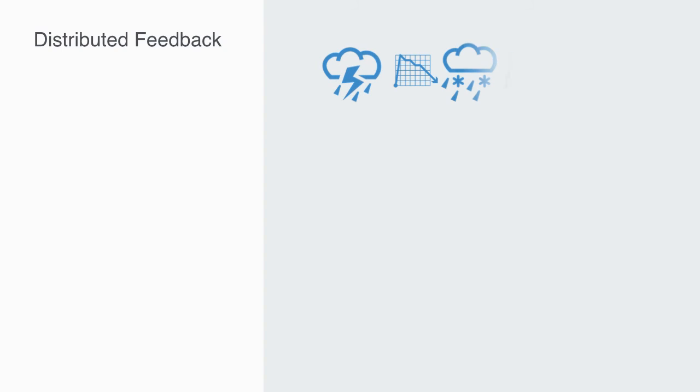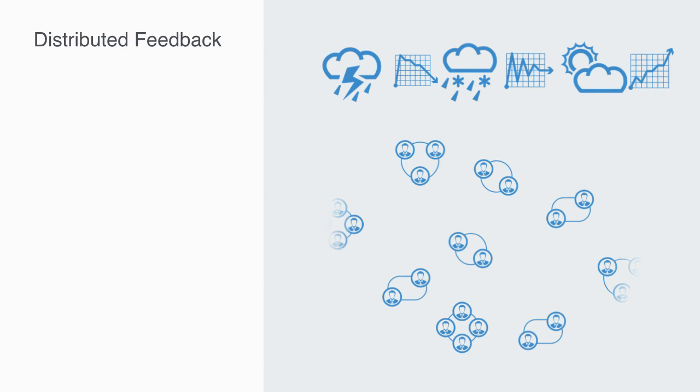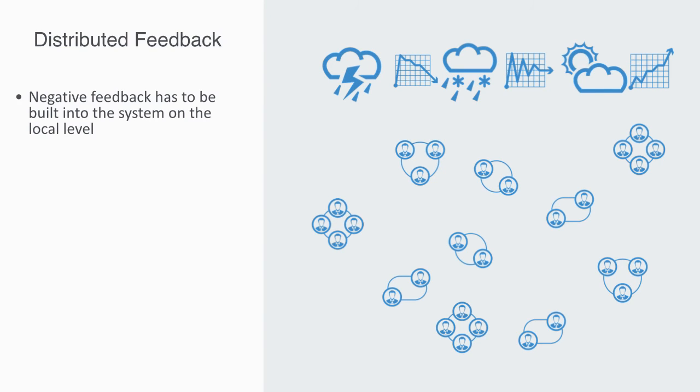In complex, volatile, and uncertain environments, control needs to be distributed out so that components can readily adapt to local level information. Negative feedback has to be built into the system on the local level through the appropriate connections between components.